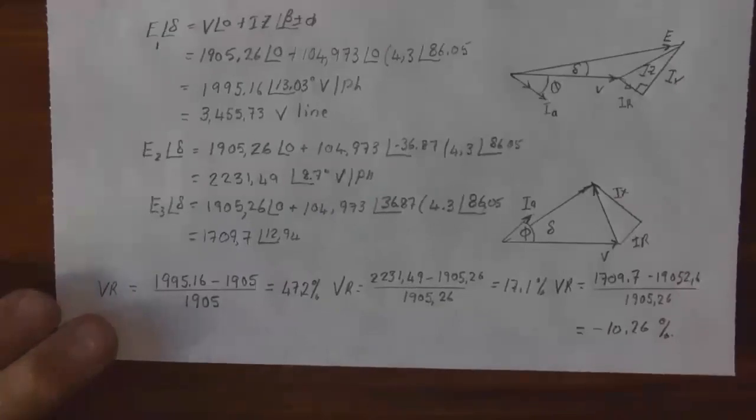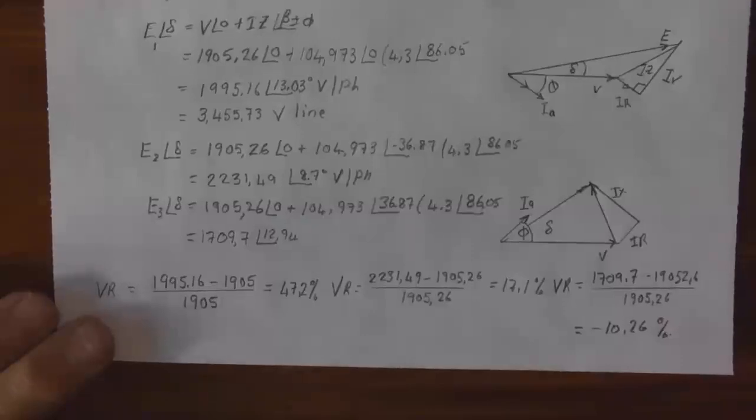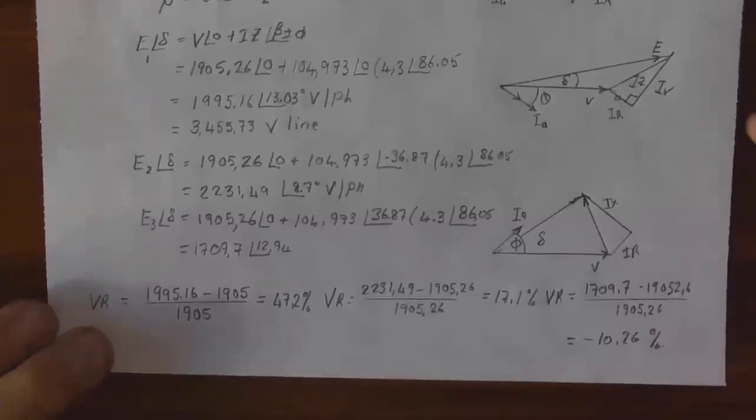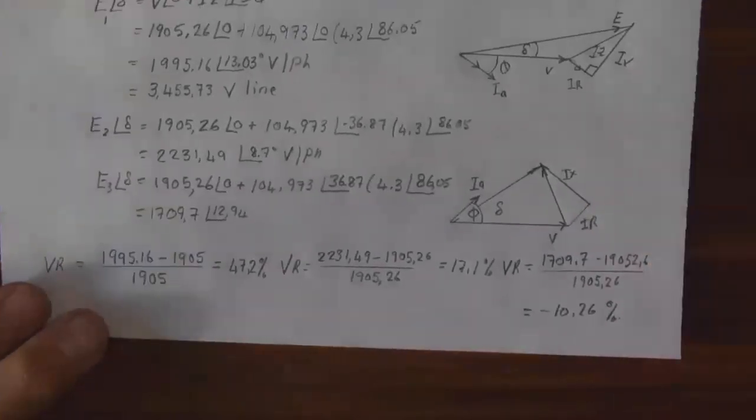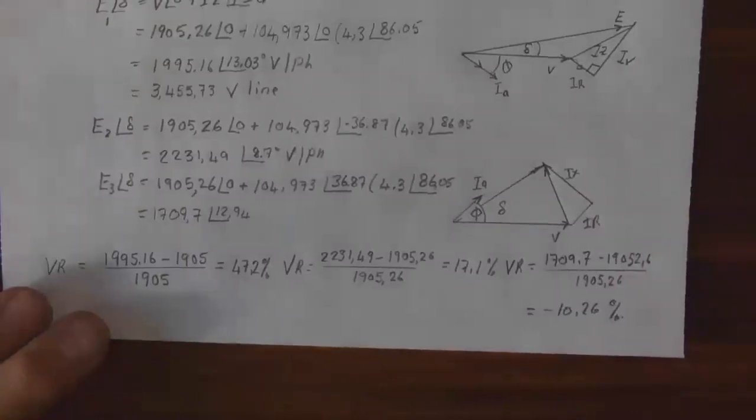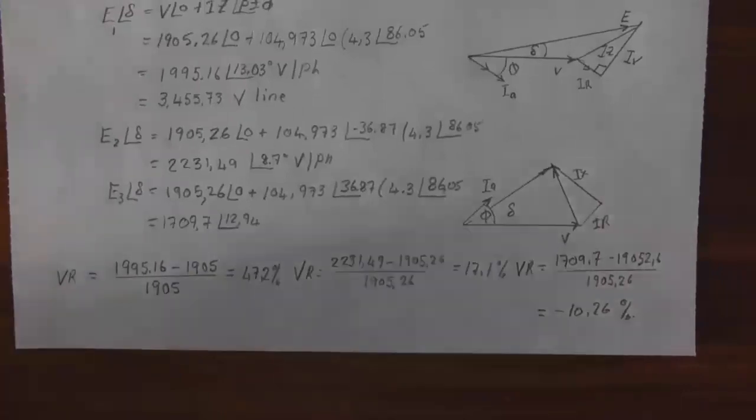The voltage regulation, case 1: 1995.16 minus 1905.26, divided by 1905.26, gives us 47.2%. For the second case, voltage regulation is 2231.49 minus 1905.26, divided by 1905.26. That gives us 17.1%. And then the voltage regulation for the last case is 1709.7 minus 1905.26, divided by 1905.26. That gives us a negative 10.26 percent.